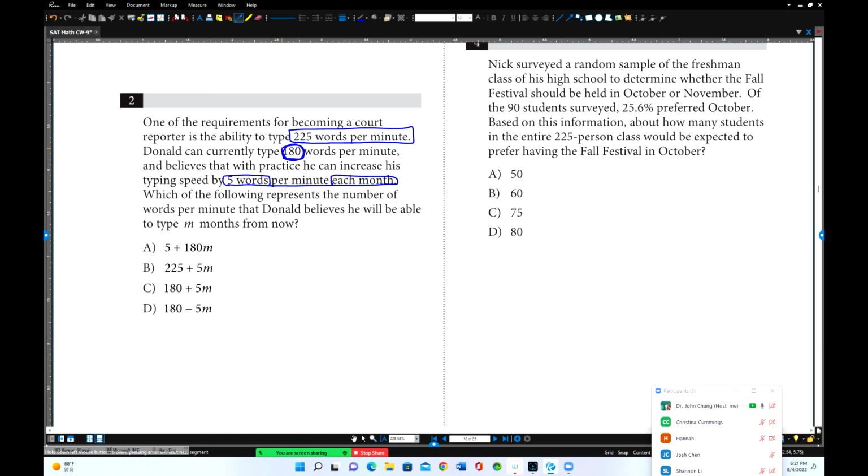You start from your 180. Every month is about 5 words. The number of months is m. So 5 times m. And that's the words per minute after m months from now. Okay. That's it. So which one is equal to this expression? This is the initial value. This is the rate. It depends on the number of months. Okay. That is number 2.